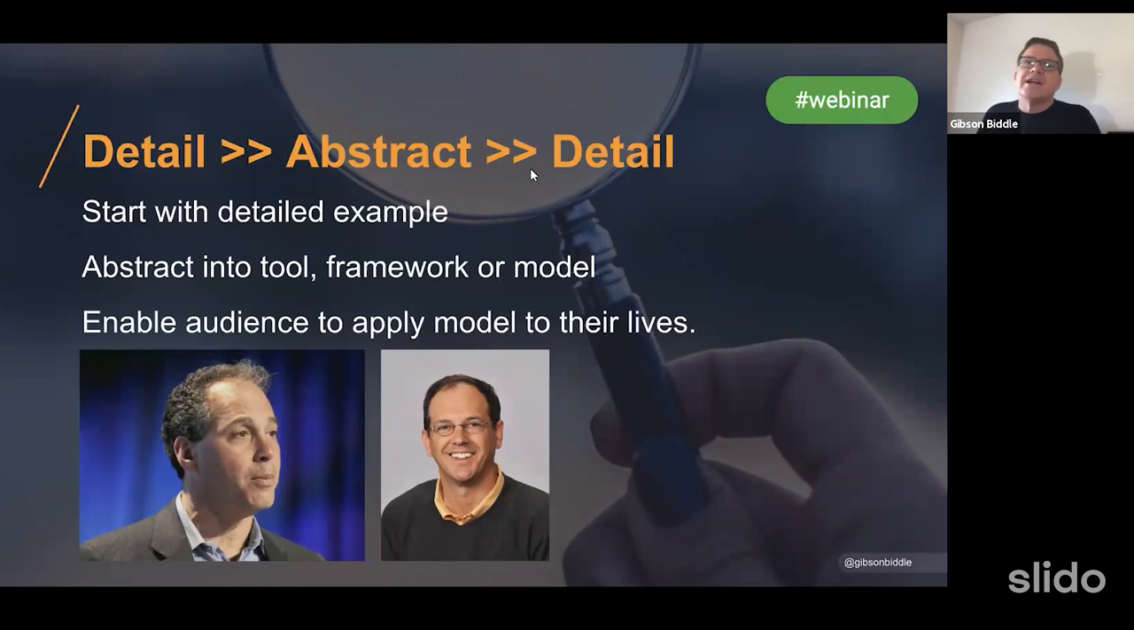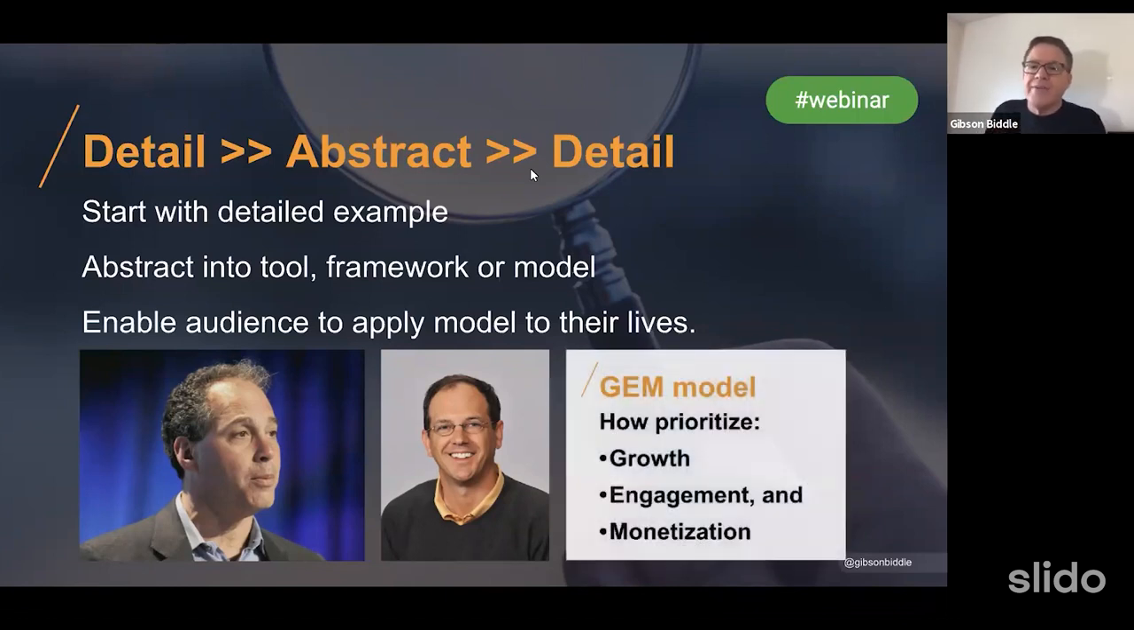And what I did is I got the two of them together in a room and I asked them a simple thing. How would you prioritize growth, engagement, that's really product quality, how good is your product, and monetization? Do you have a business model that works? And Dan said, I put growth first, engagement second, and monetization third. And Greg said, I put monetization first, engagement second, and growth third. And the only good news is they put engagement or product quality in the middle at the same, right?